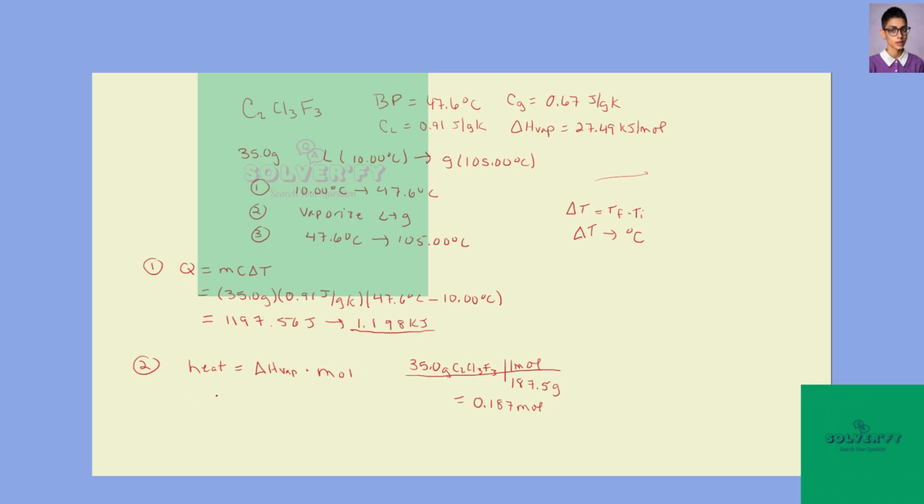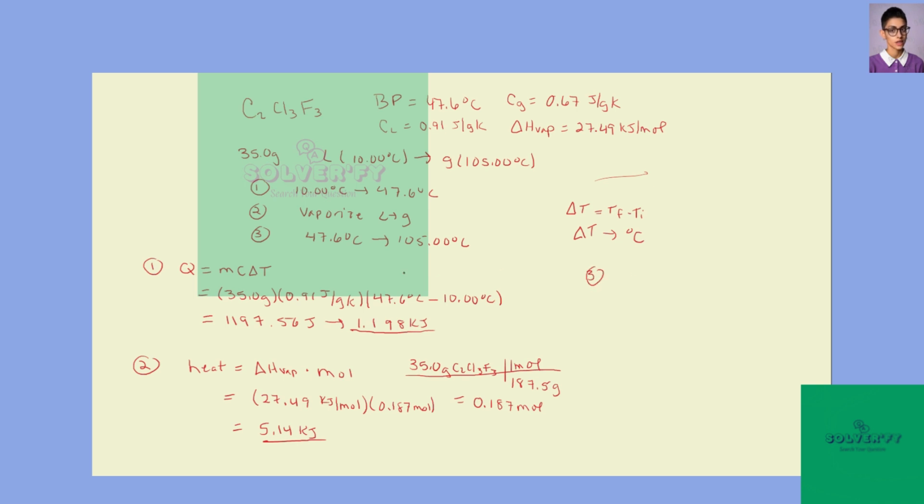So I'm going to come over here, and my heat is equal to my heat of vaporization, which they gave me, 27.49 kilojoules per mole, times the 0.187 moles. And that is going to be equal to 5.14 kilojoules. Finally, I'll come over here for step 3.